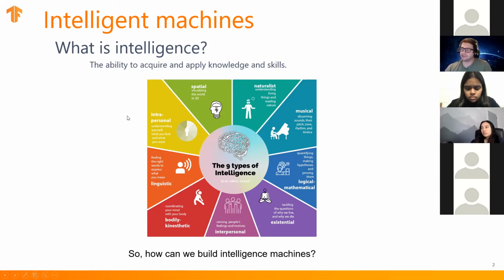We can define intelligence as the ability to acquire and apply knowledge and skills. There are different kinds of intelligence, depending on the skills that we have. There are some people that are good at math, and other people that are really good at music and this kind of stuff. We tend to be very good in one specific area, and this is why we decided, okay, I want to study computer science, or I want to study something else. But the question here is how we can build intelligent machines. This is a really good question.